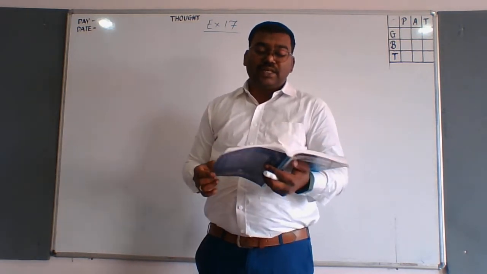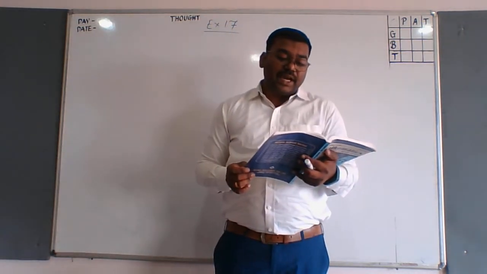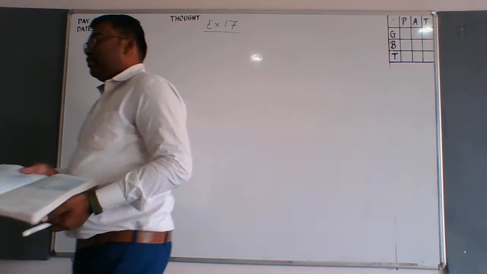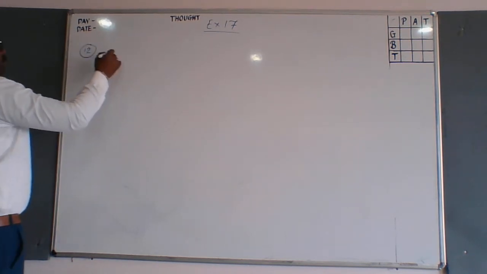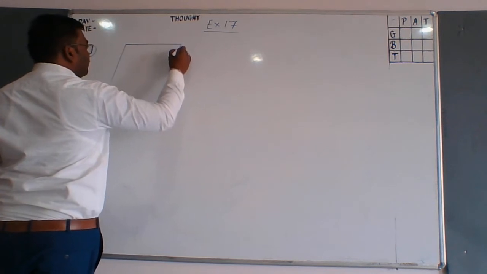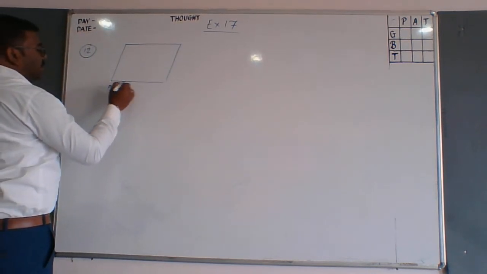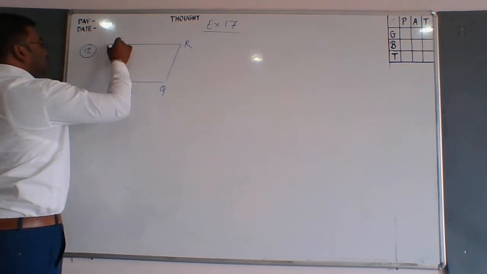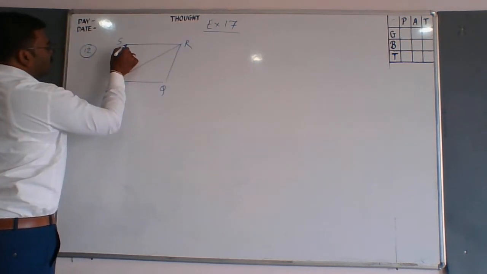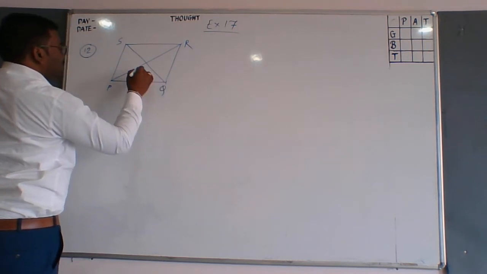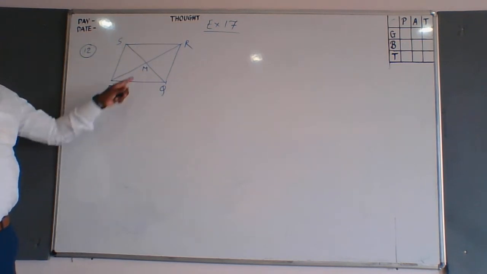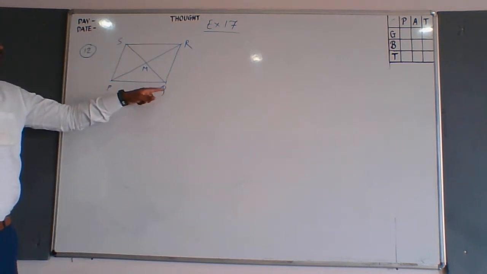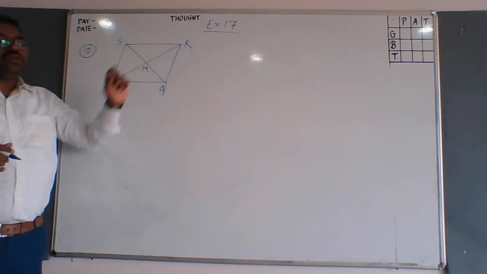Now, we are starting question number 12. Prove that the diagonals of a parallelogram bisect each other. This is the parallelogram PQRS, and these diagonals are intersecting each other at the point M. We want to show that the diagonals bisect each other. That means we want to prove MS equals MQ and MP equals MR.